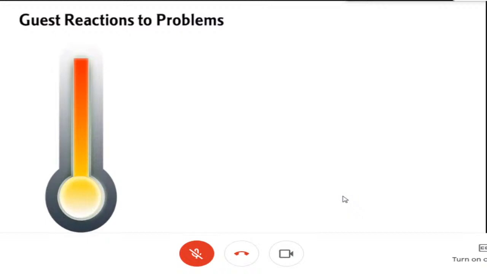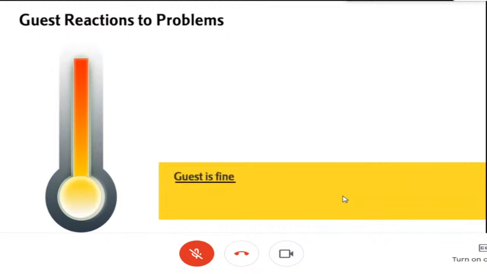Now we need to think about guest reactions to the problem. This is the thermometer which you have seen a lot of times, but guest reactions are different for different things.